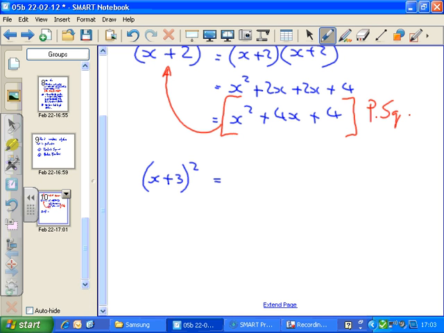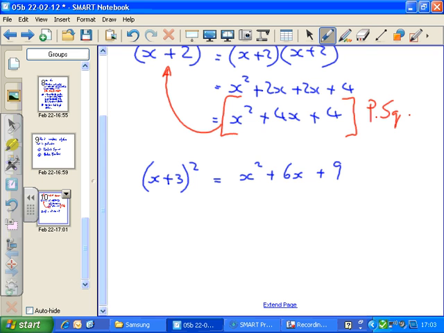Can you expand that one for me, Mark, then? x plus 3 squared? Yeah, that will be x squared, sorry, not x cubed. Plus 6x, yeah, plus 9.